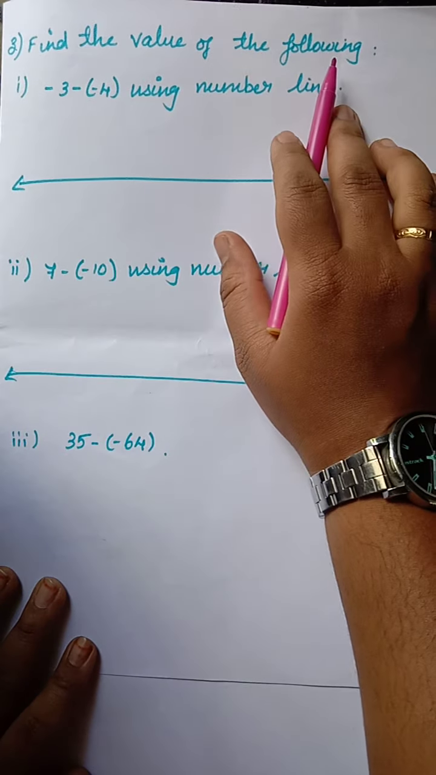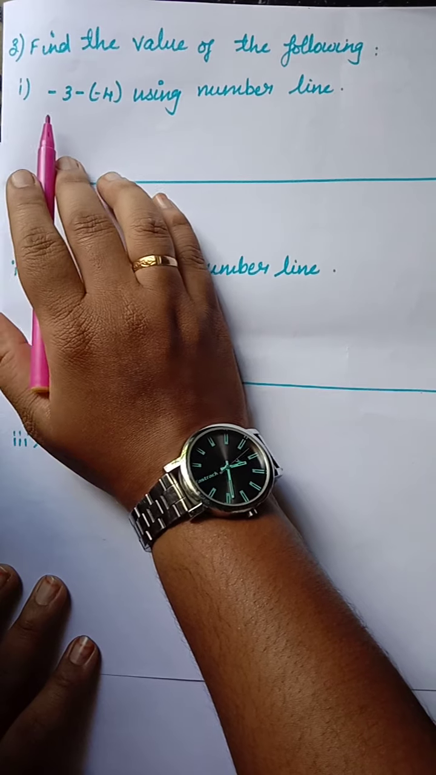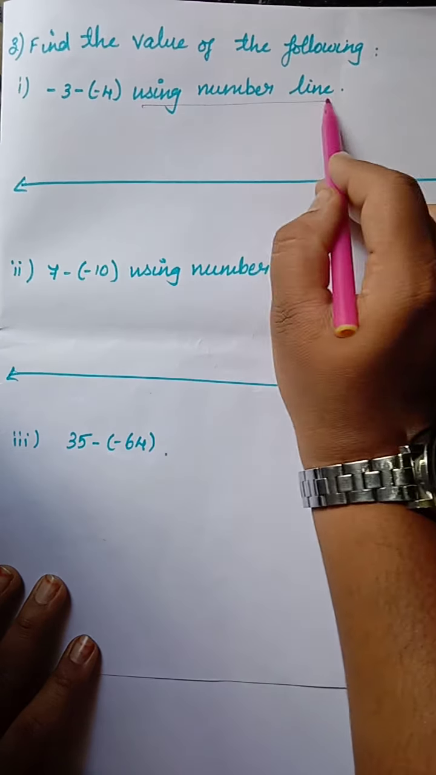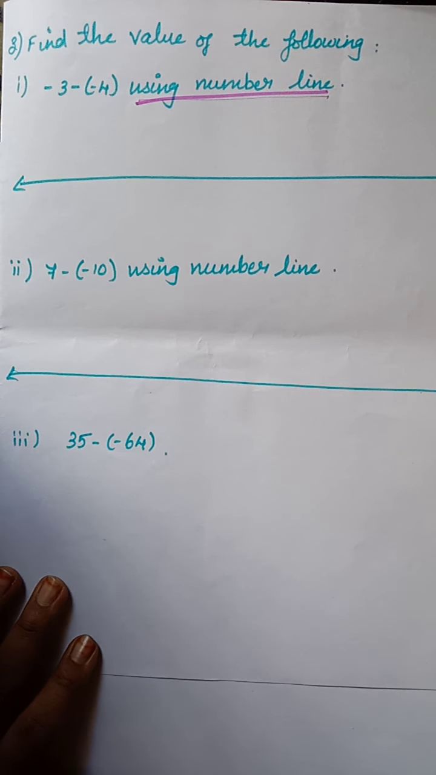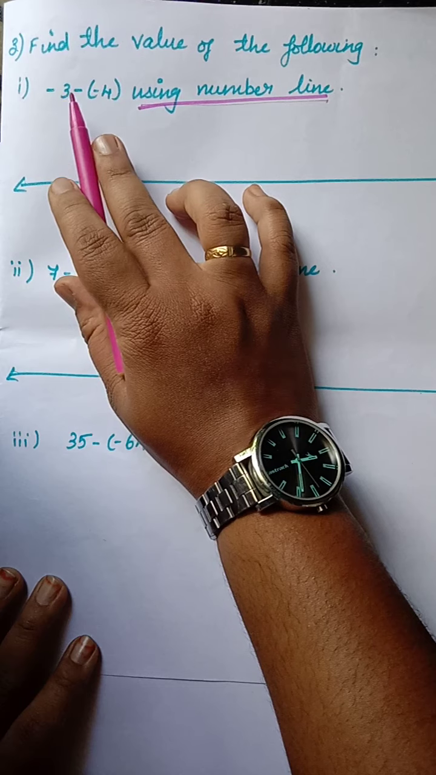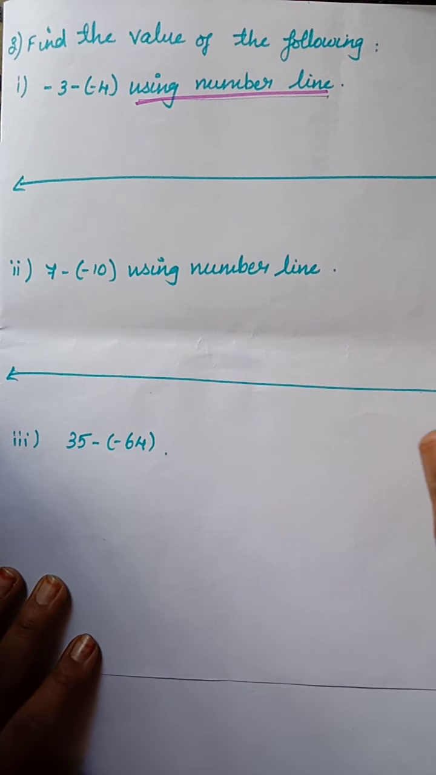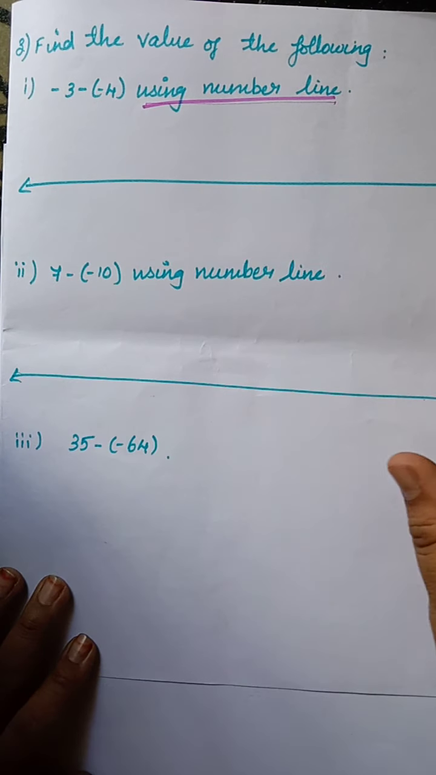Okay, now the next question is, find the value of the following. Now the first question is minus 3 minus 4 using number line. If they gave you use number line, you have to use the number line and then only give the answer. So they have given minus 3 minus 4 using number line. What we have to do is simplify it, write it, and then substitute in the number line.